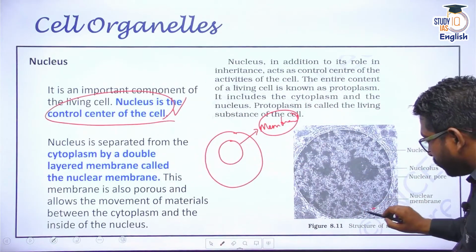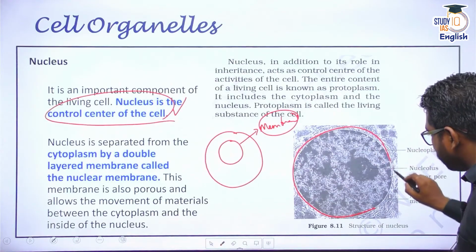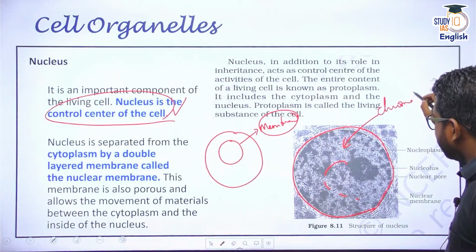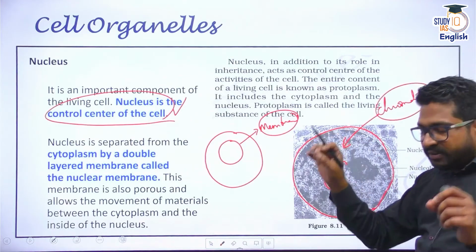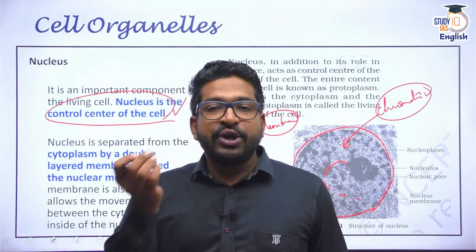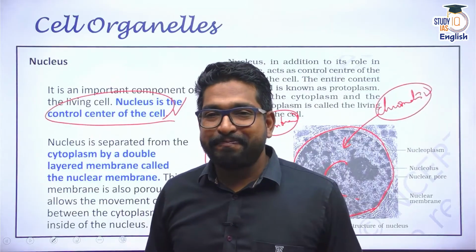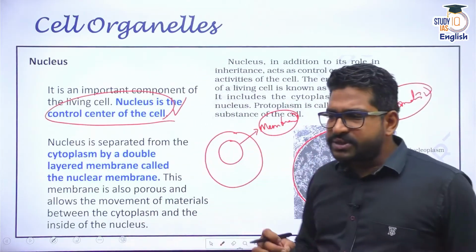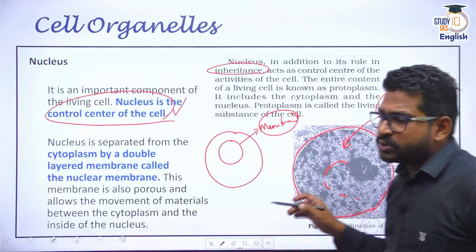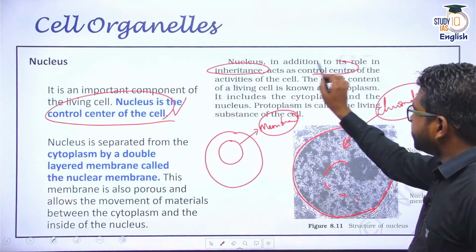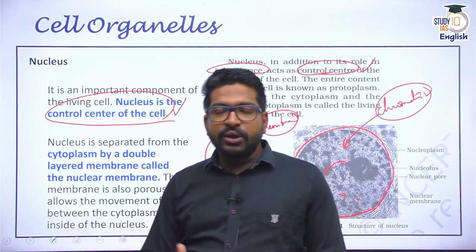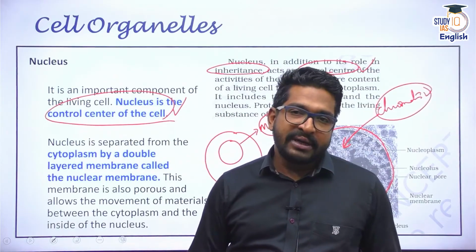You can see the structure of nucleus. There is a nuclear membrane, and inside this nuclear membrane, there is a thick chromatin. If you zoom in this chromatin, you will find chromosomes. Chromosomes are made up of DNA, and DNA has your genetic information. In fact, nucleus not only is responsible for inheritance or genetic information, it is also responsible as a control center of your cell. All the activities are run through the nucleus or the nuclear information itself.